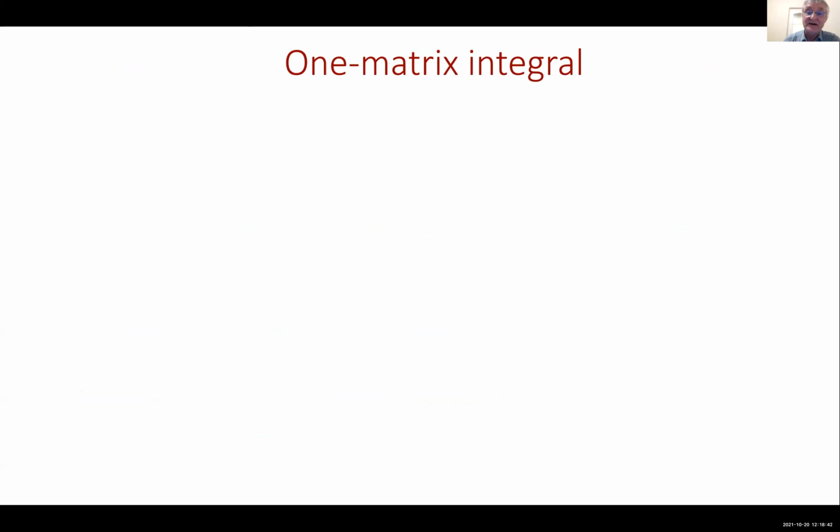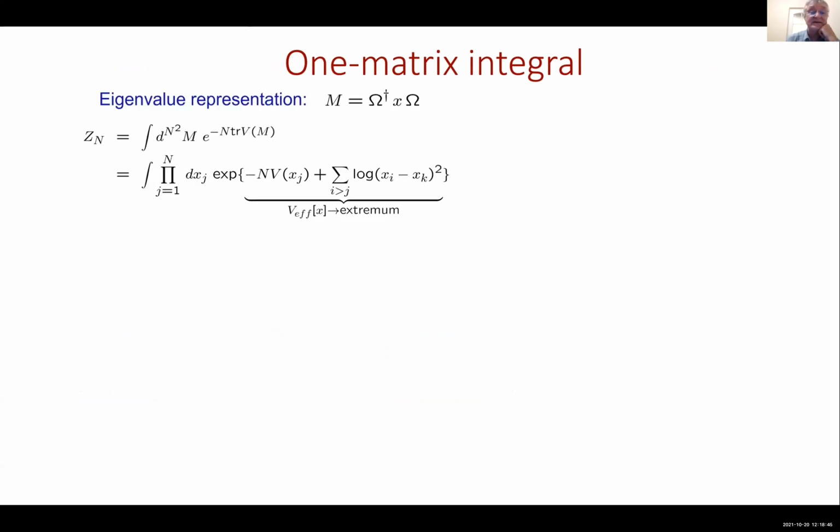Now I come to the one matrix integral, and I remind you that this is the integral, and it can be solved by a simple observation: if you diagonalize a matrix M, where X is a set of N eigenvalues and omega is the SU(N) rotation matrix, then by going to the measure in terms of X, you get the following effective action: the potential V of X for each eigenvalue, and then an interaction produced by the Jacobian of the measure, the so-called Dyson measure.